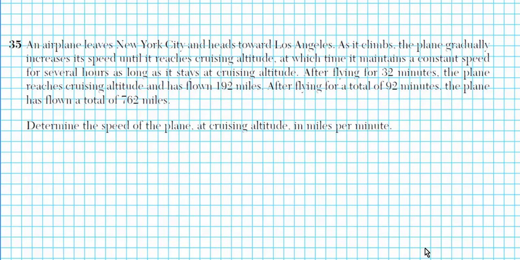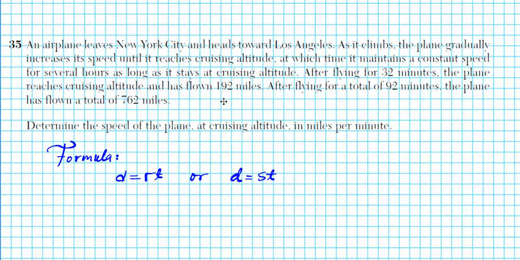Okay, so first thing we want to do is write down the formula that relates distance, rate or speed, and time. So the easy way to remember it is the DIRT formula, okay? DIRT. Distance equals rate times time. Rate is speed, okay? So distance is equal to speed times time. So that's the formula we're going to be using here.